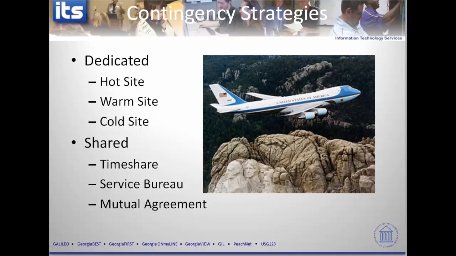Service bureau is where you've got someone actively managing that for you, and mutual agreement is where you've worked out a deal. Typically, if they go down, they'll host you. If you go down, you host them. Some arrangement like that, where you have this shared facility that you're using. So again, dedicated, shared. Shared is going to be less expensive than dedicated typically. And then some different types of arrangements. This gives you a palette, if you will, of six possibilities for building a business continuity plan.